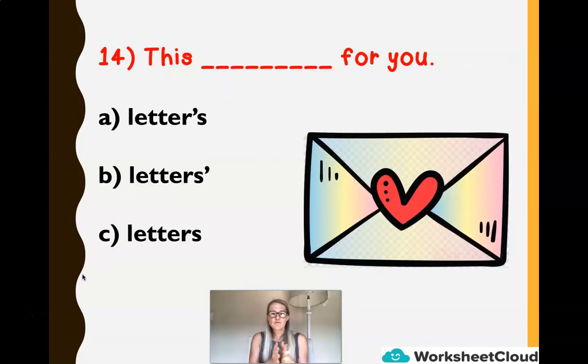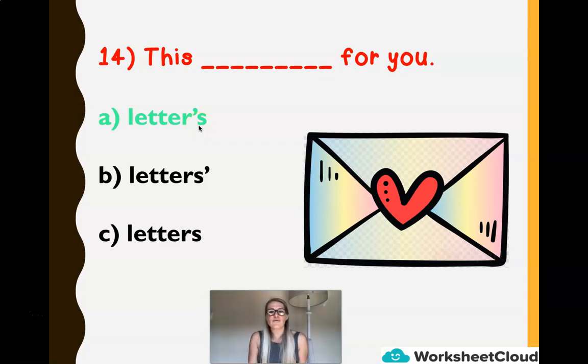Right. Number 14, our second last question for today. This letter's for you. Which letters is it? Are we talking about plural? Are we talking about possession? Are we talking about a contraction? Which letter is yours? And it is A. It is a contraction. This letter is for you. So we've taken the word letter, we've taken the word is, we've combined them, we've put the apostrophe in place of the I for is, and we formulated letter's.